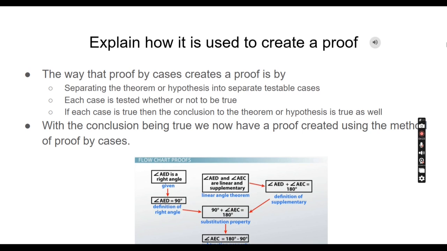On this slide, we're going to explain how proof by cases is used to create a proof. Proof by cases allows us to systematically examine multiple conditions in a structured way. Ensuring that all the cases are covered is crucial for the method to be valid. This technique is widely applied in various mathematical fields, including number theory and logic. A well-structured proof by cases can simplify complex problems by breaking them into manageable parts.